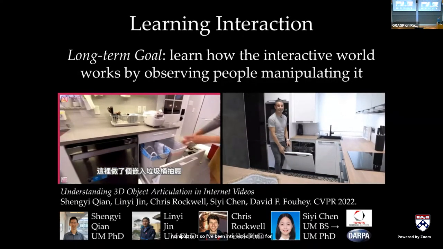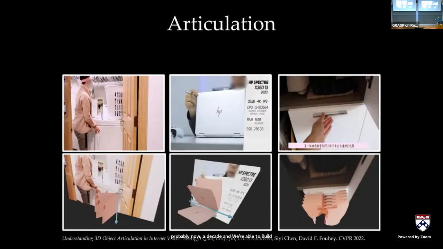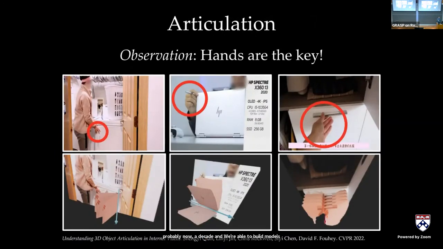And we're able to build models of things in 3D. But the thing that I've learned throughout this entire thing is 3D is nice, but observing what people do with their hands is the key. And so I've been building systems that can understand what people are doing with their hands, often for very basic reasons, for basic sort of outputs.